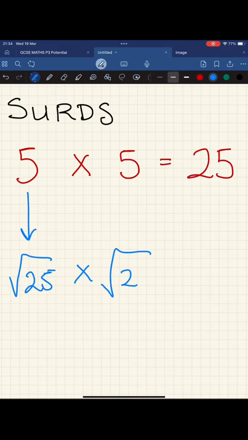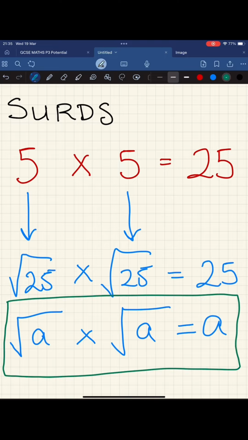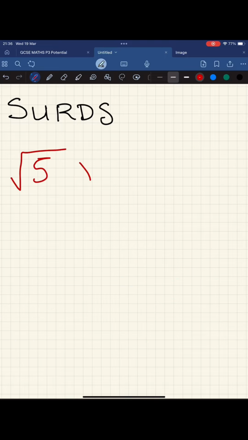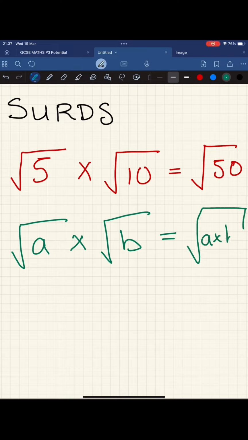Hopefully we know that 5 is the same as square root of 25. When we have two square roots of the same number multiplied together, it just equals that number. So root a times root a just equals a. When we have two different square roots multiplied together, like root 5 and root 10, just multiply them together, which is 50, and then add the square root over that. Or root a times root b equals root ab.